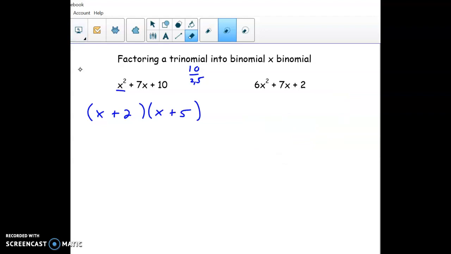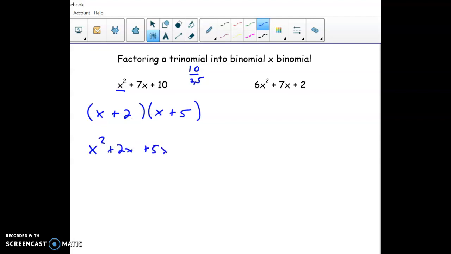Okay, so what we're actually going to do is sort of reverse the FOIL process. At the end of FOIL, you always combine like the middle two, right? Like if I was FOILing these over here, I'd have x squared plus 2x plus 5x plus 10. And then we combine these middle two to 7x. Okay, and so we're going to do the reverse of that by starting by splitting this 7x, right? But we've got to figure out, do we split it to like 2 and 5 or 1 and 6, or how do we split it up?